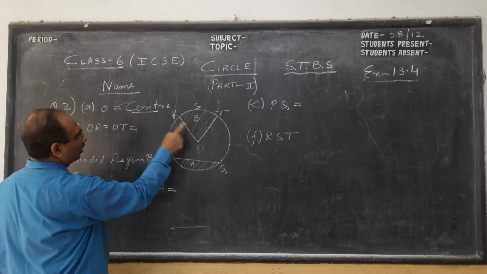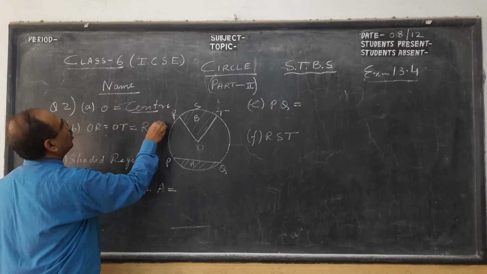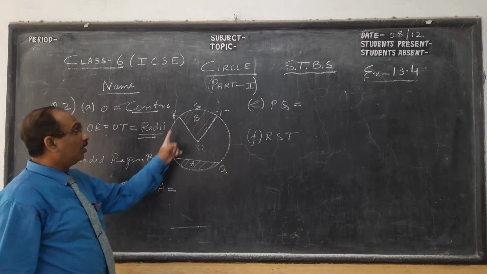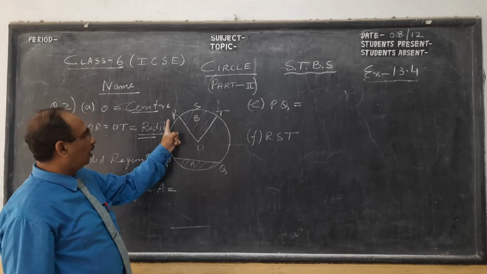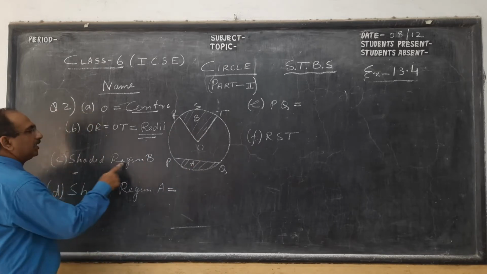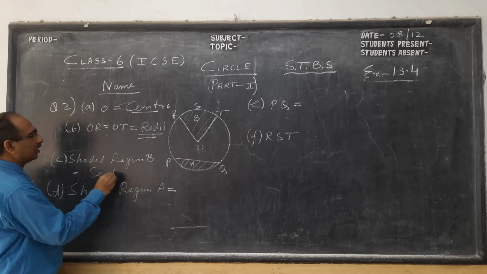What is OR and OT? They are called radius or radii, plural of radius, because we have two radius. So plural of radius is radii, OR and OT. Next one, shaded region B. Shaded region B, we can call it a sector, children.